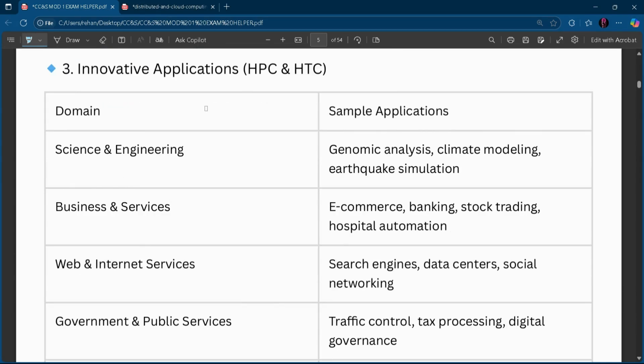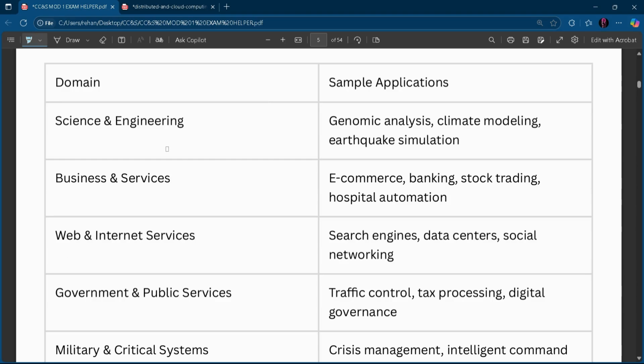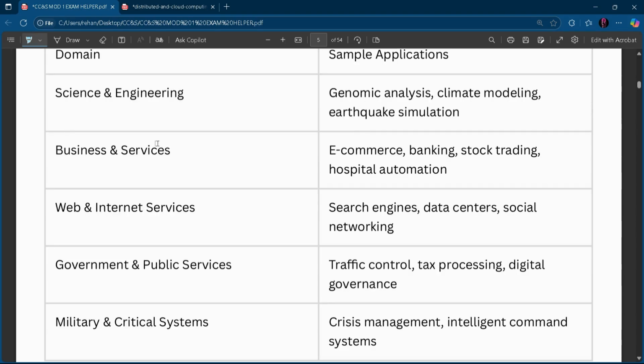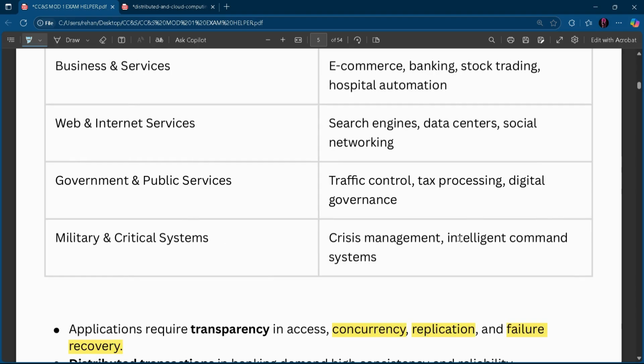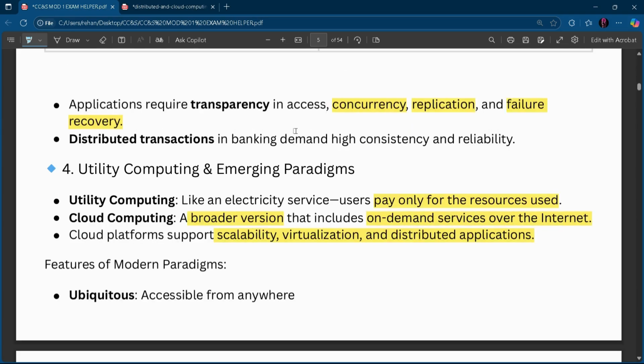So here are innovative applications of HPC and HTC. Science is more like climate or weather. Business is like marketing and money. Web covers search engines. Government covers public services, traffic control, and so on. Military is crisis management and intelligent command systems, like when suddenly you have to evacuate the whole city. You have seen movies, right? It's like that. Then applications require transparency and accuracy. This is the main goal.